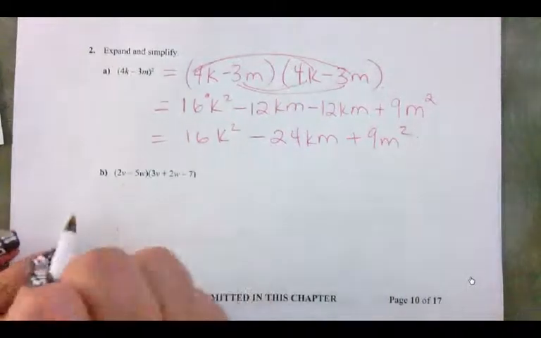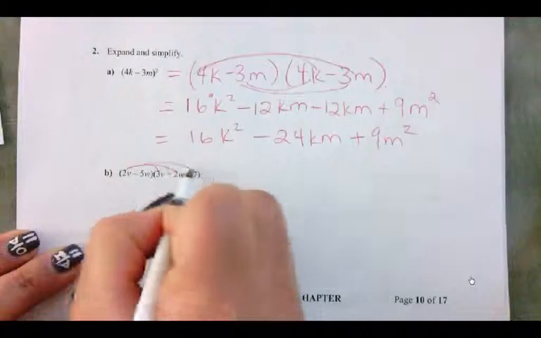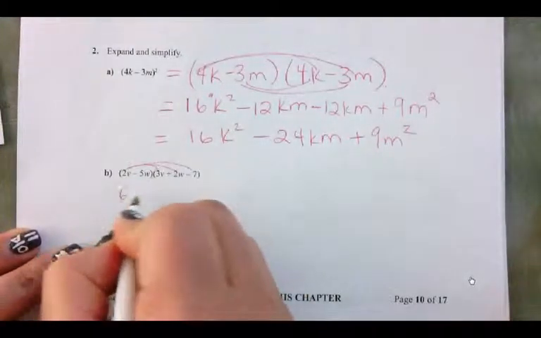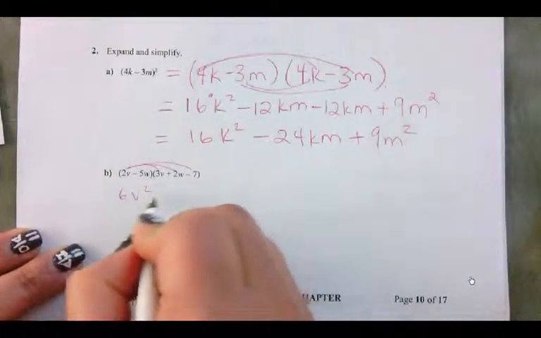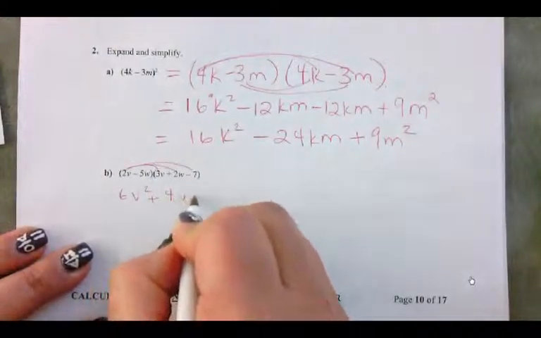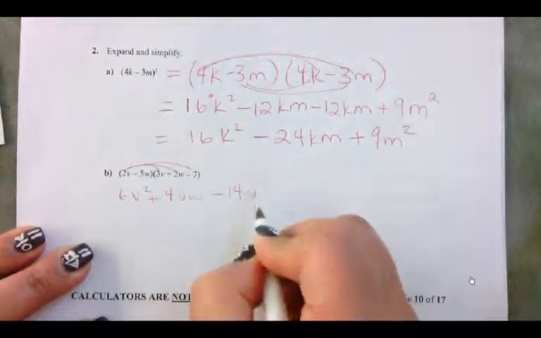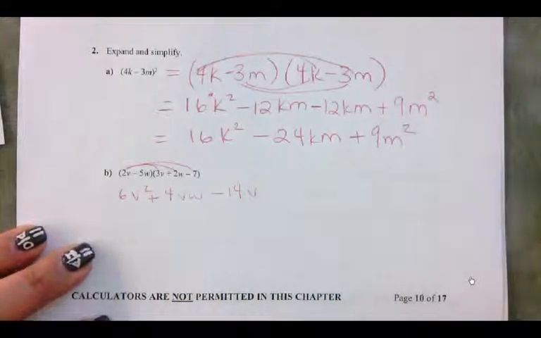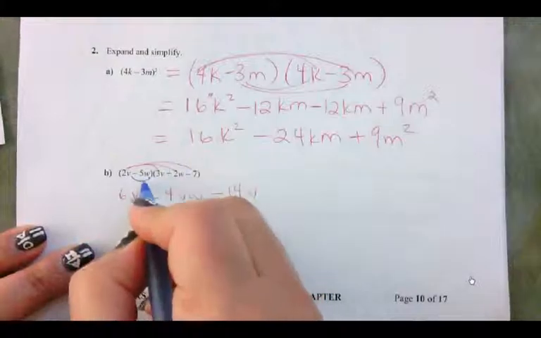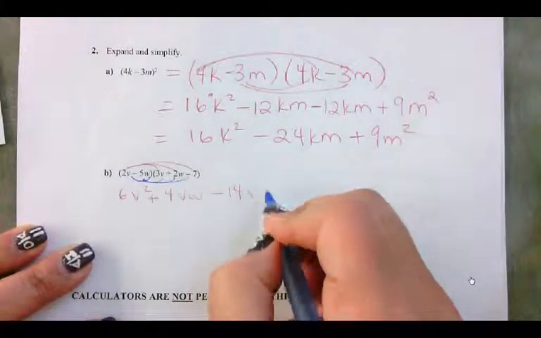Okay, so you should be a couple steps ahead of me. So we're going to take this 2v and multiply it with everything. So we get 6v squared plus 4vw minus 14v, and then take the minus 5w, multiply it with everything in the second bracket.